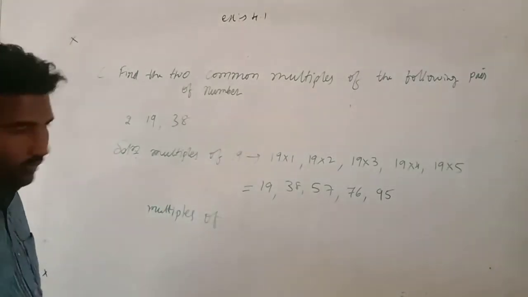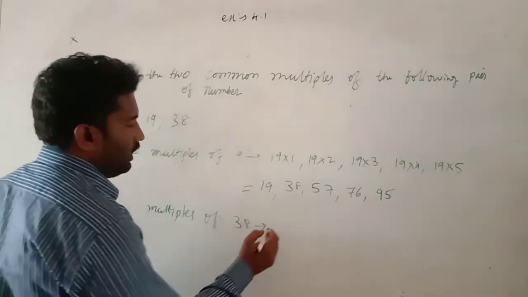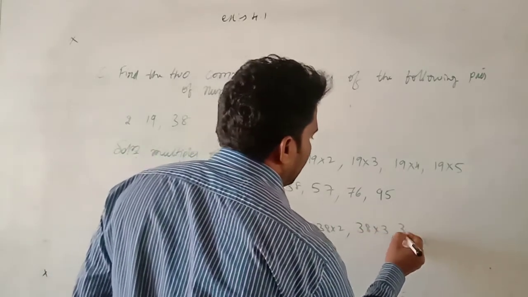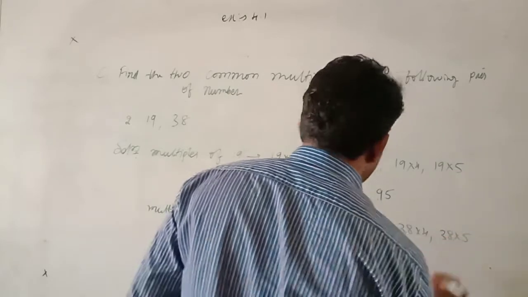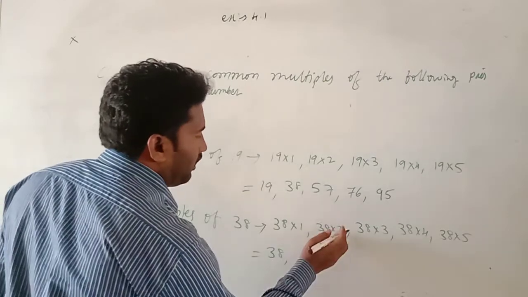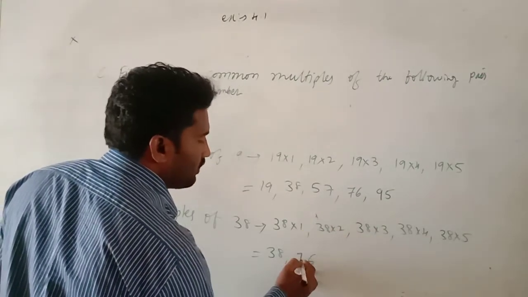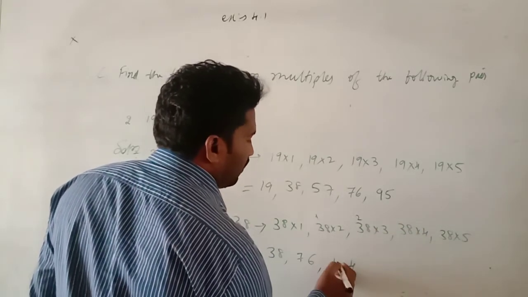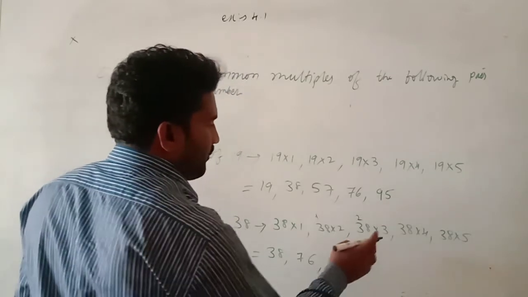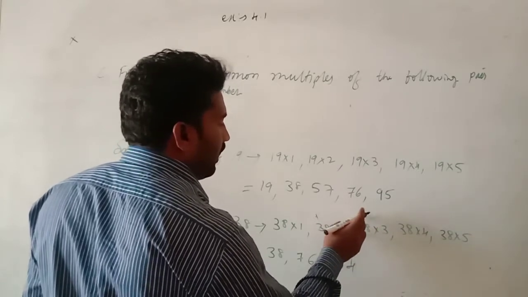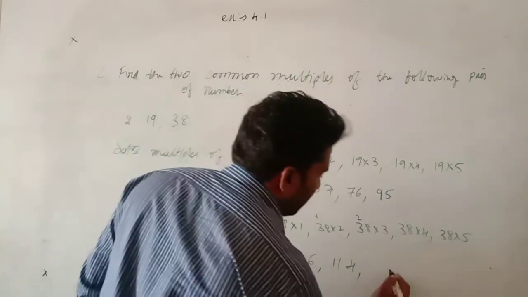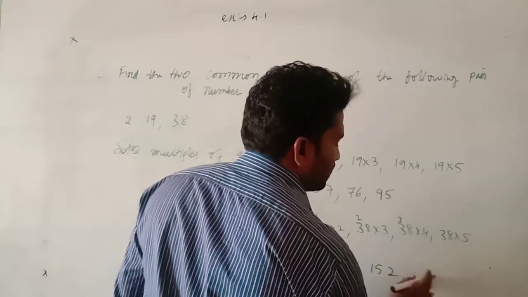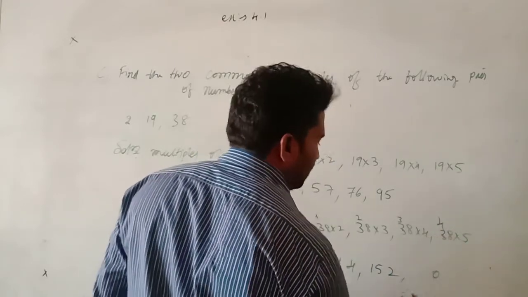Then the multiples of 38. 38 times 1 is 38, 38 times 2 is 76, 38 times 3 is 114, 38 times 4 is 152, 38 times 5 is 190.